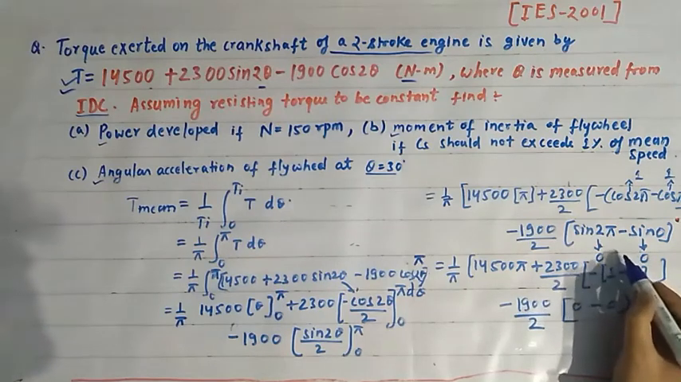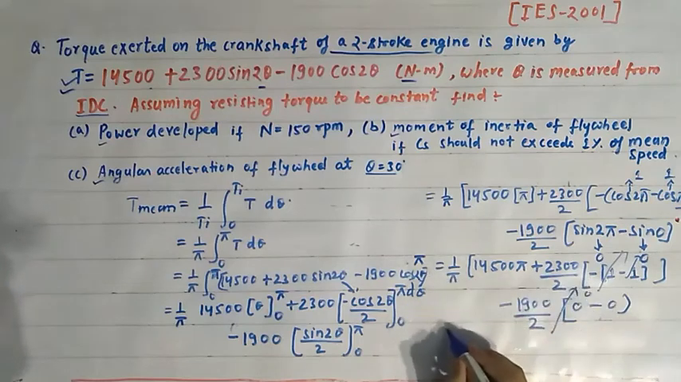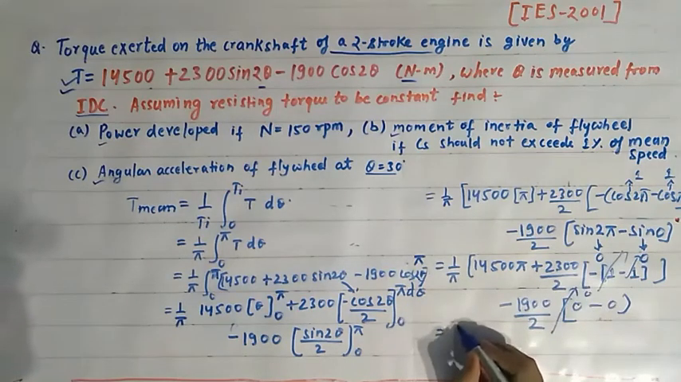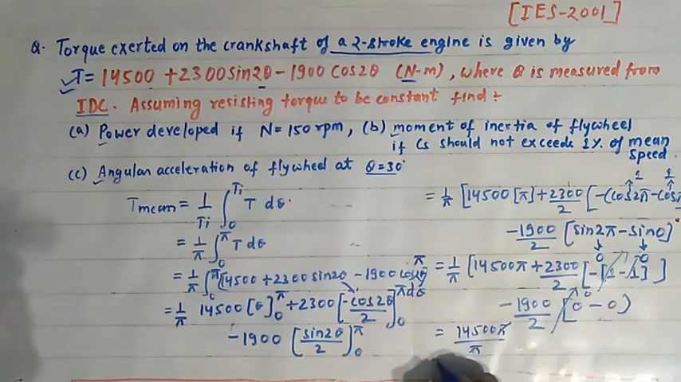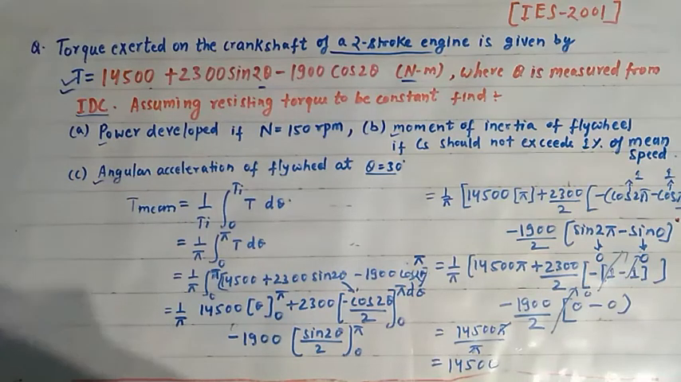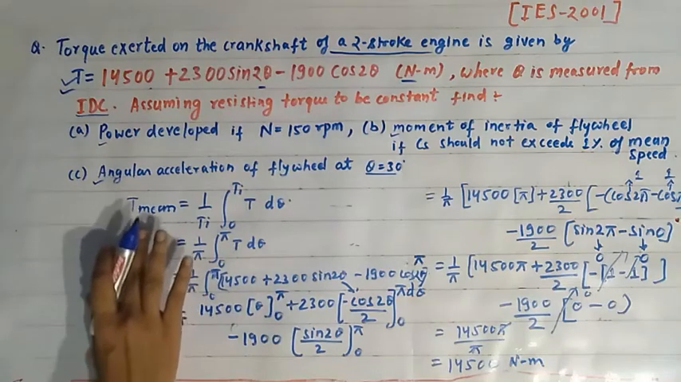So this term will cancel out with this, and this term will cancel out, 0 minus 0. So we will be left with 14500 pi divided by pi. So the T mean will come out to be 14500 Newton meter. So the value of T mean is coming to be the same as we have calculated with method number 1.